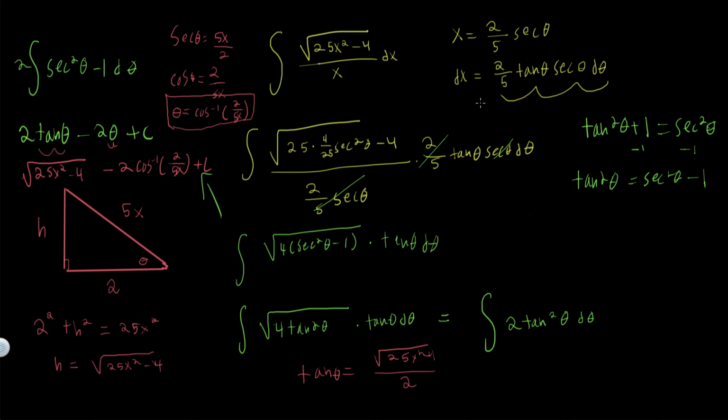And I still didn't tell you how I chose x equals 2/5 secant theta, but I think it should be a little bit more clear now. So the reason why we chose that is because we know this identity, and we were trying to get inside the square root to have an expression that looks like this. And to do that, we need to choose something very specific to cancel out the 25. So 2/5 secant theta would be the right choice. And you get much better at choosing values for x with trig substitution with practice. So our final answer is the square root of 25x squared minus 4 minus 2 cosine inverse of 2 over 5x plus c.